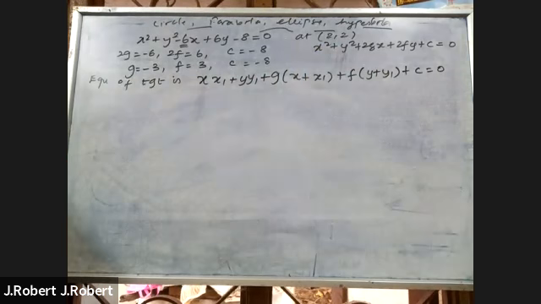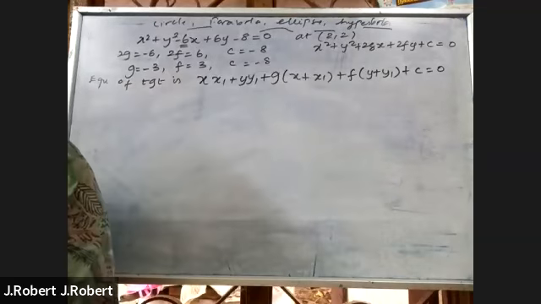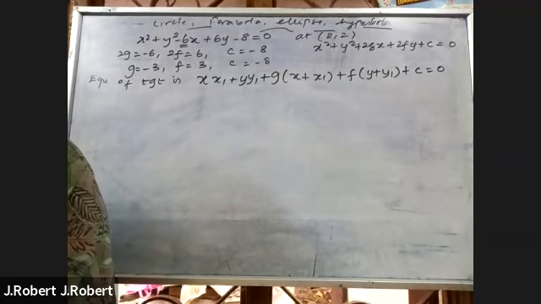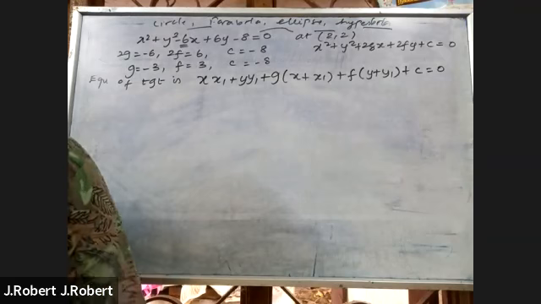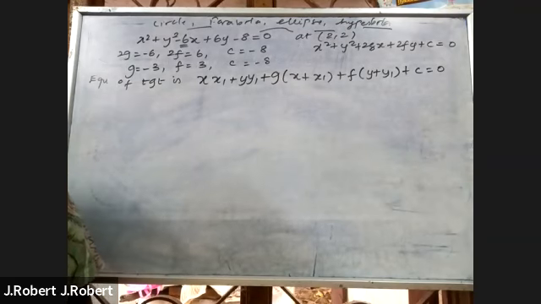Once we have found the equation of the tangent, it is very easy to find the equation of the normal. What is the reason? Always remember that the normal is nothing but the perpendicular to the tangent.